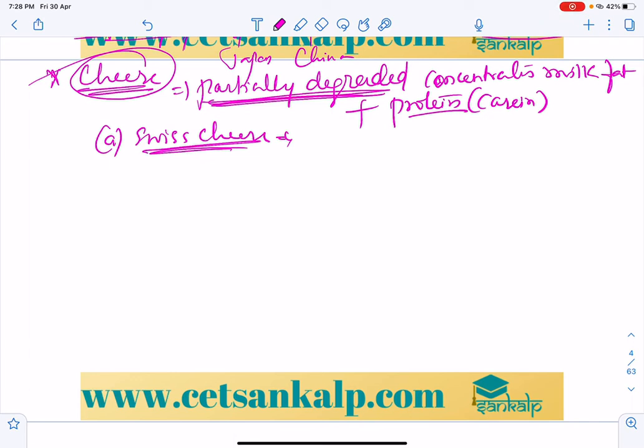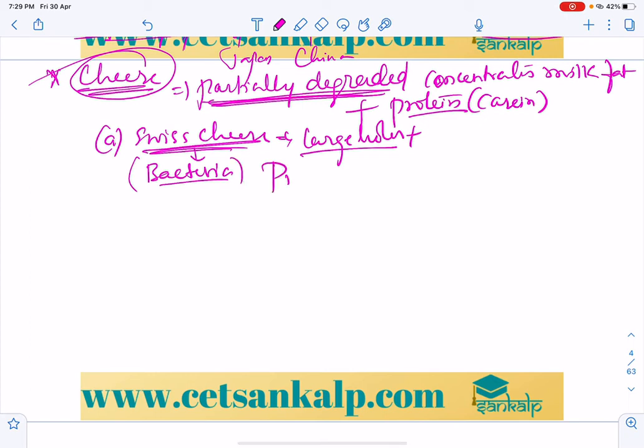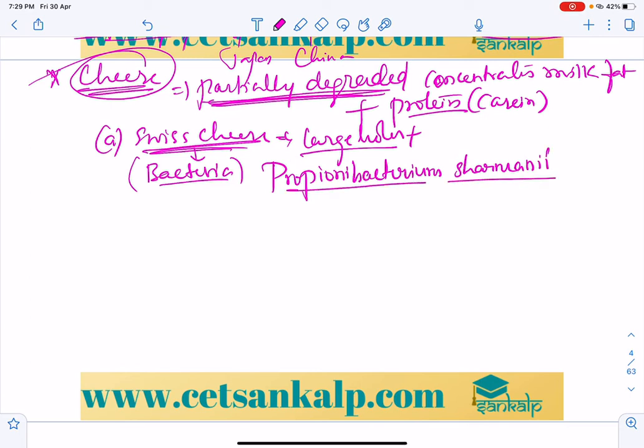So Swiss cheese has the characteristic feature of large holes, and it is not bitter. It is obtained using bacteria. Keep it in mind, Swiss cheese is obtained from the bacterium called Propionibacterium shermani. So this is the bacteria used to obtain Swiss cheese.